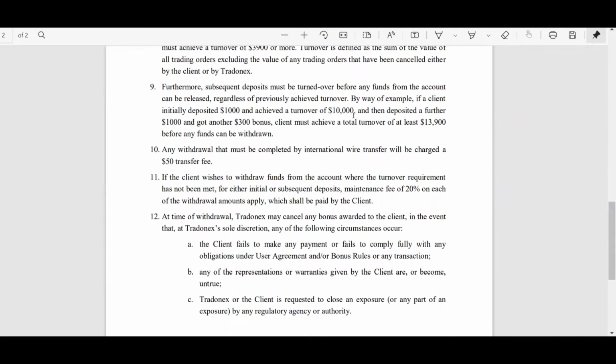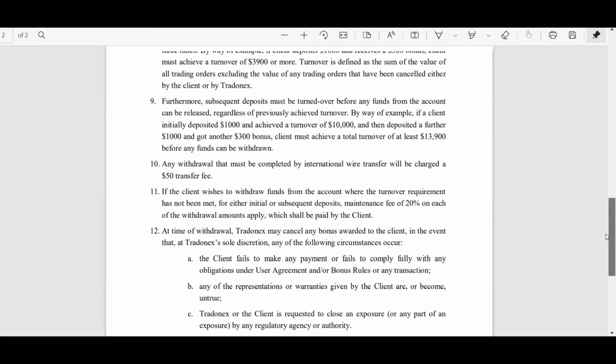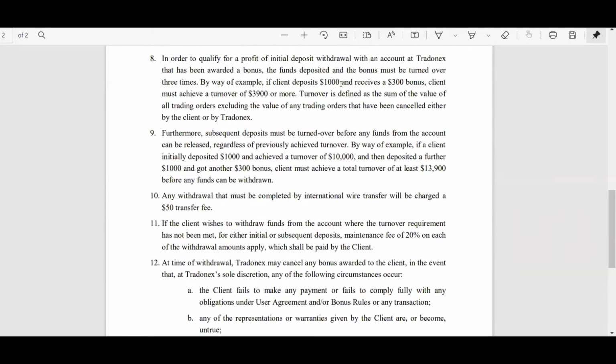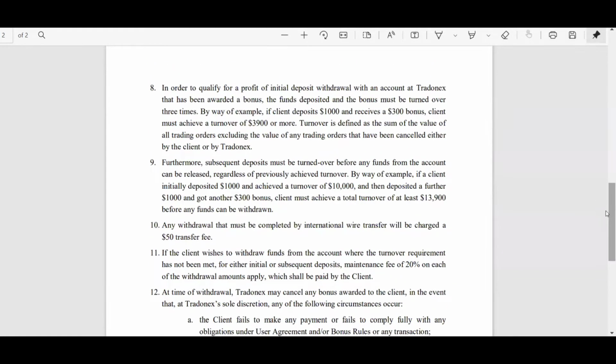So, say you want to open an account at $1,000 and you just want to make a certain amount for the week just to offset some bills or whatever. For example, if you started with $1,000 and in a week you make $50, you don't take the bonus, you can withdraw that $50. So the other important thing I actually missed was right here. Any withdrawal that must be completed by international wire transfer will be charged a $50 transfer fee.